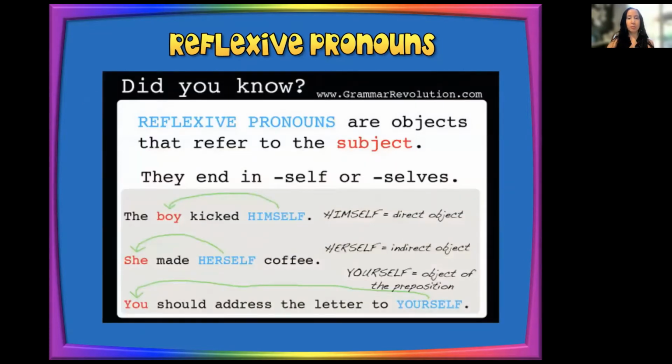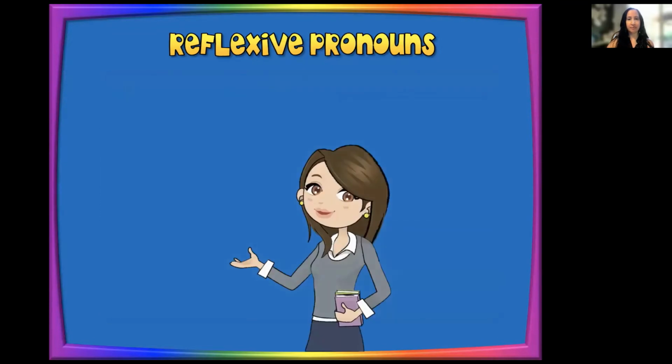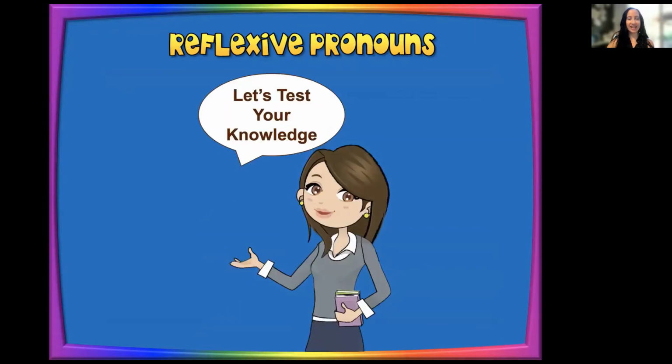Now here's a little bit more to help you. Reflexive pronouns are objects that refer to the subject, okay? So for example, the boy kicked himself. Himself is the direct object, okay? These are your cheat sheets. What's going to happen next? Let's test your knowledge. Are you ready?